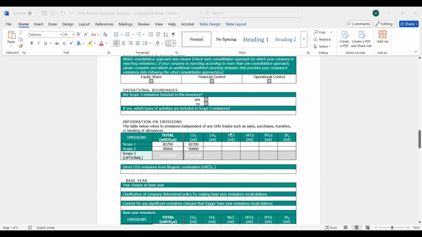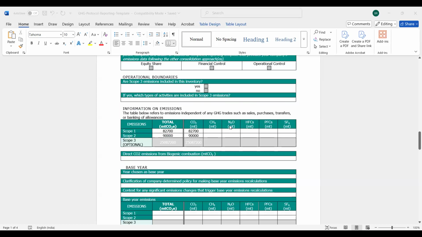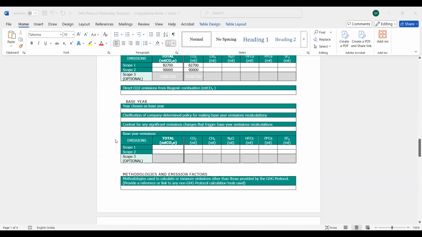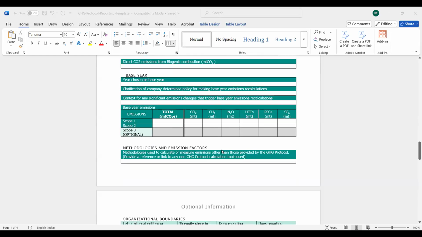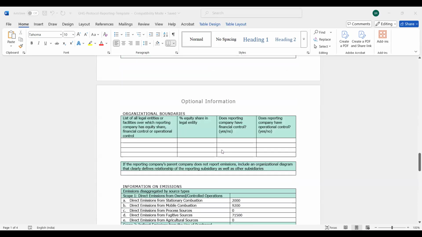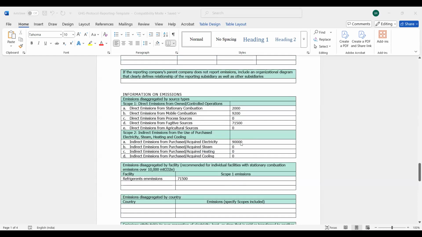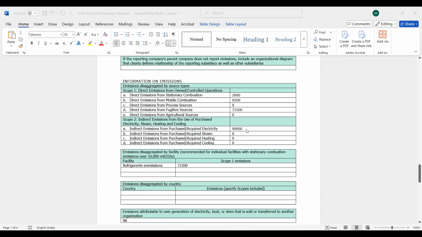Okay. So this is the summary of the statistics of scope 1, scope 2, and scope 3. Biological combustion, nothing is there, so I have not put anything there. Then comes the information on emissions: the stationary combustion, mobile, and the fugitive is there. And purchased electricity is there, scope 2 only, 90,000 carbon equivalent.